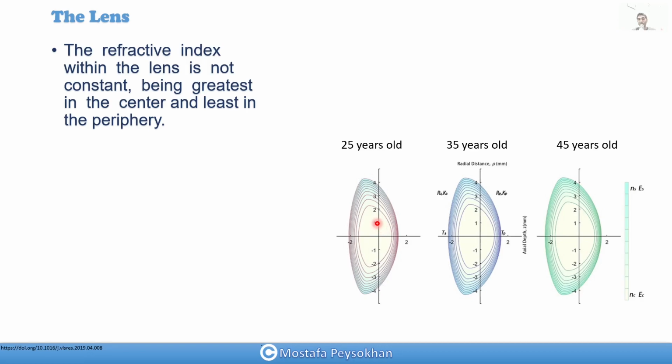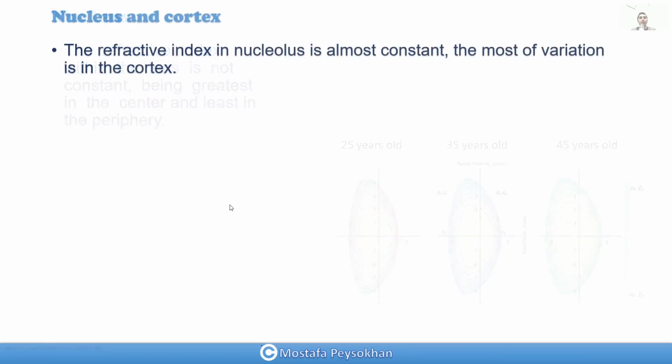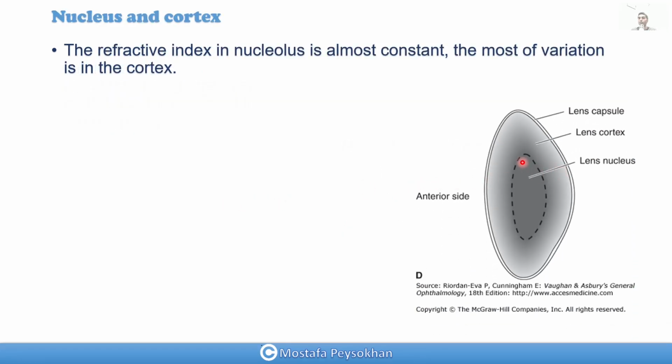And as I mentioned, the refractive index is not constant. You can see for 25, 35, and 45 years old, roughly at the center, which we call the nucleus, we have a constant refractive index. But the shape and the refractive index change during our lifetime. When we plot it in grayscale, where the color is representative of the refractive index, at the lens nucleus the refractive index is constant. And then at the lens cortex, the refractive index goes from a high point to a lower point.